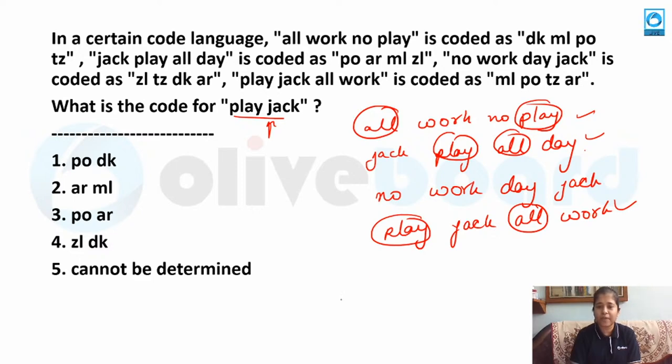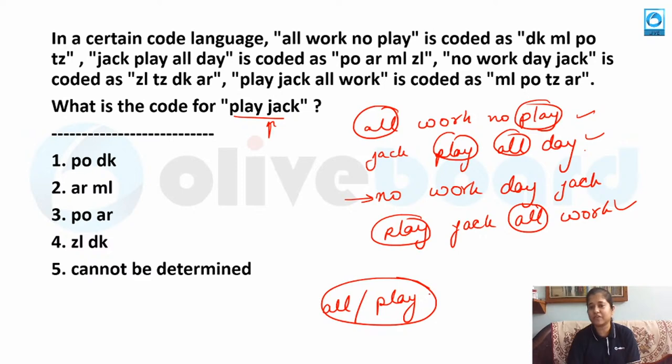So if you compare these, you will not be able to determine the code between all and play, right? If you have a look, you will not be able to determine the exact code between all and play because this third statement does not have the use of all and play, right? All bhi nahi hai and play bhi nahi hai. Ek to hona chahiye tha, right? Agar isme se ek bhi mil jata, we could have determined the code for play. That means play ka code hum exactly determine nahi kar payenge.